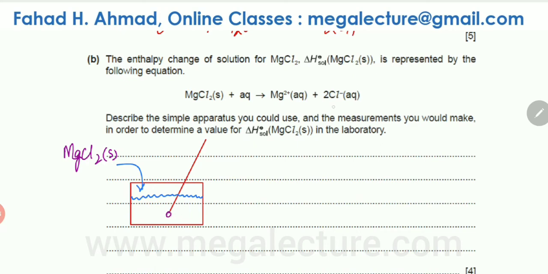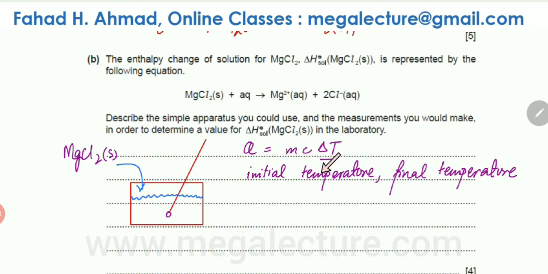So what are the values that you need to measure the enthalpy change of solution? Remember, energy change is measured using Q equals mc delta T. So the first thing you would need is delta T. To measure the temperature change, you would need to measure two things: the initial temperature before you added MgCl2 and the final temperature after you've added MgCl2.